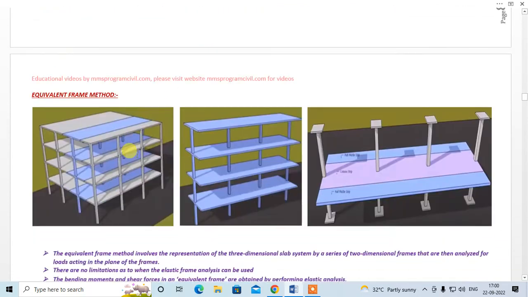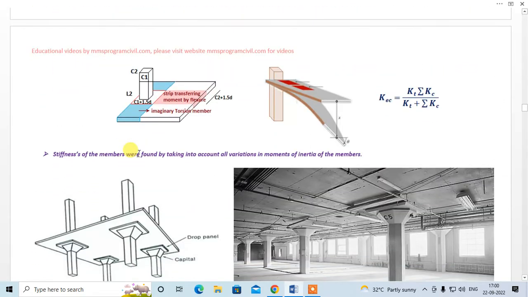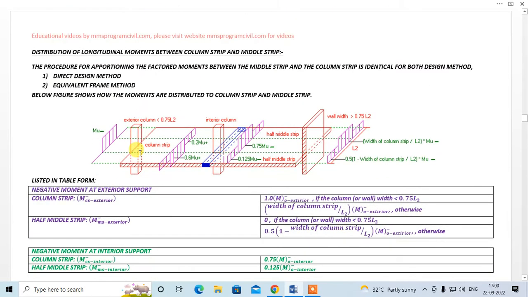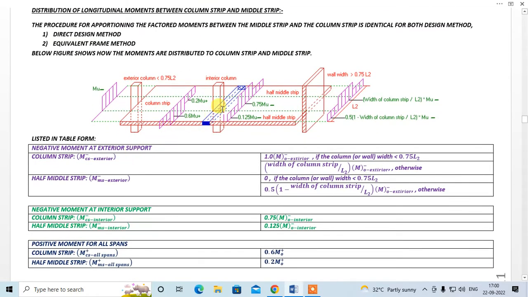So in general, for the negative moment at the interior support, whatever moment you get from the design, 75% will be transferred to the column strip, and 12.5% and 12.5% will be transferred to the two half middle strips, right? Okay.